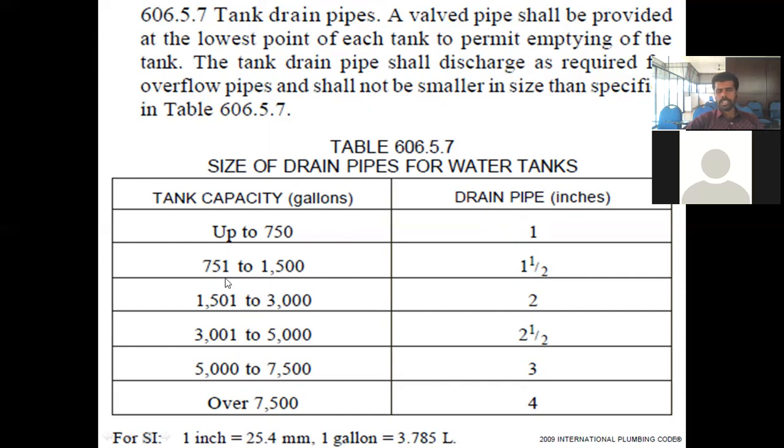It is between 750 to 1500, it should be 1.5 inch. Then over 7,500 should be 4 inch. 4 inch means 110 mm. So these are the drain pipes. Okay, this is recommended by IPC.